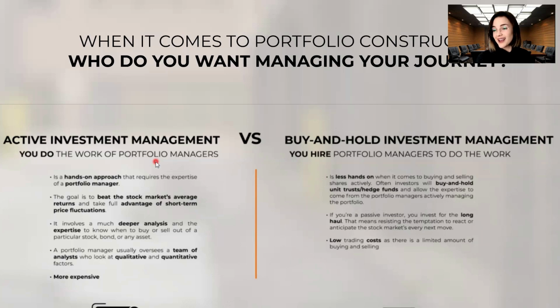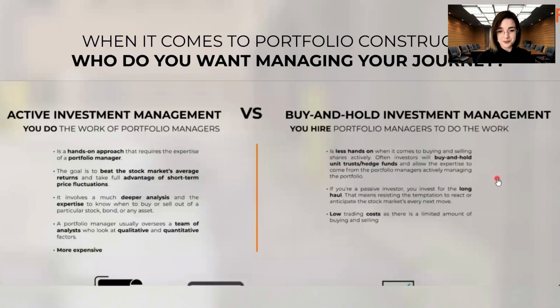Now, where you hire a portfolio manager to do that work for you, they will be the ones actively churning the portfolio or the underlyings, and you will simply be buying and holding that specific portfolio or strategy. So you're in it for the long haul, and you don't need to check your balances or your portfolio all the time, because it would be more difficult to resist the temptation to react or try to anticipate market movements when the portfolio manager is actively doing that on your behalf. And obviously that option is a cheaper option.